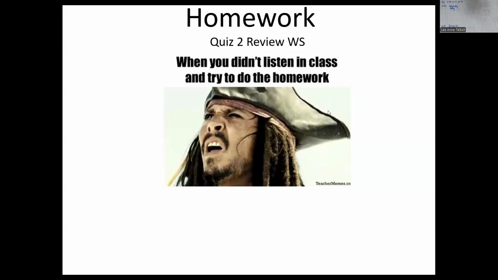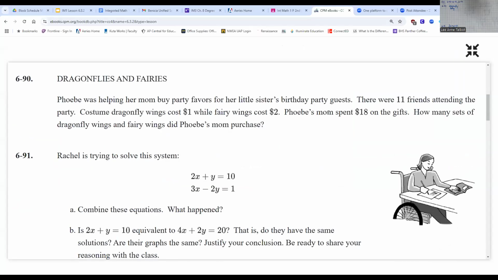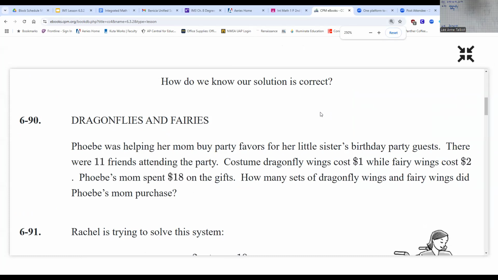Okay. Number 90. Phoebe was helping her mom buy party favors for her little sister's birthday party guests. There were 11 friends attending the party. Costume dragonfly wings cost $1, while fairy wings cost $2. Phoebe's mom spent $18 on the gifts.